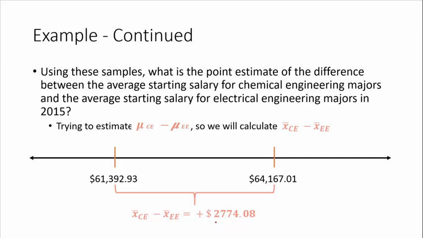In other words, it looks like on average it's $2,774.08 between these two samples. Now this number is not zero, so we might think chemical engineers and electrical engineers do make different salaries. However, this could just be sampling error. So to know more, we need to drill into this deeper.